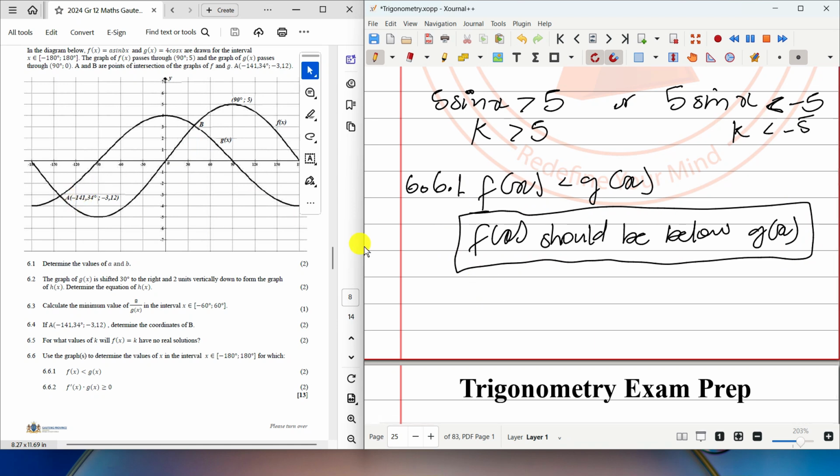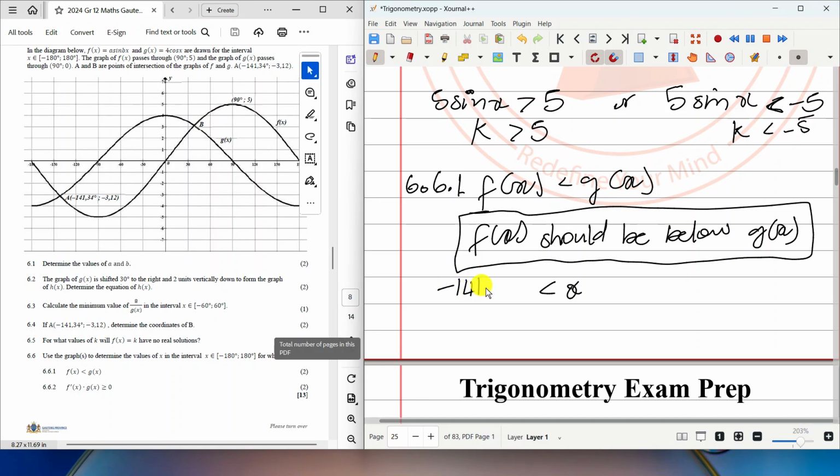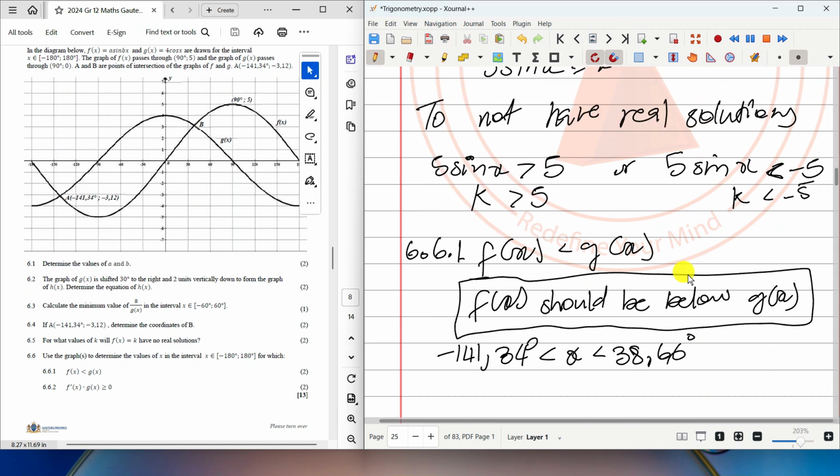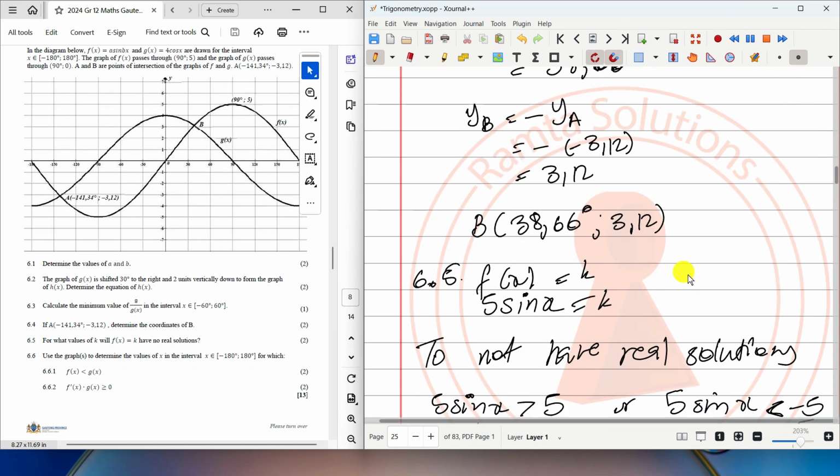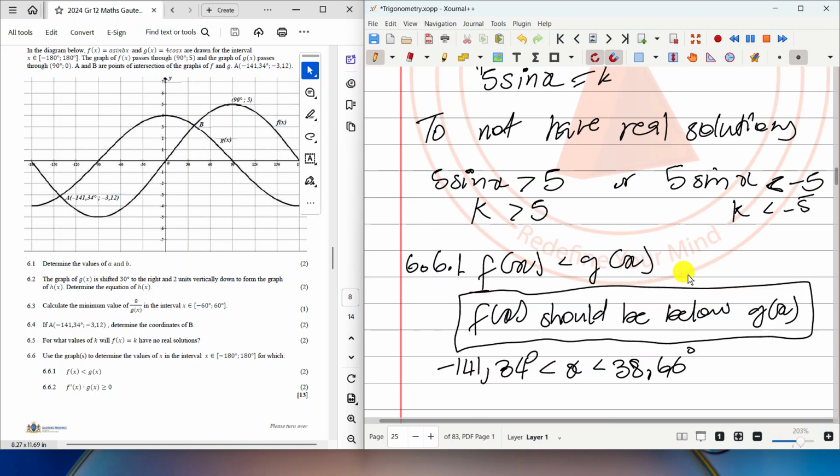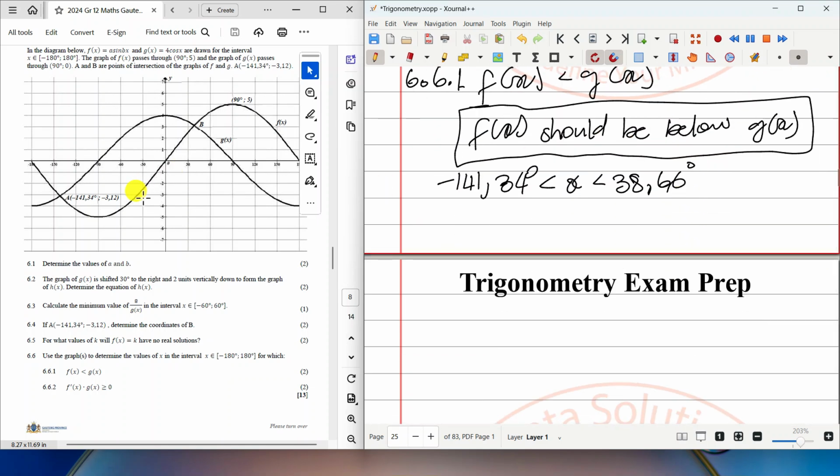So what is the x value here? So here we'll say this is when x is greater than -141.34 degrees, but less than, what was the x value for B? It was 38.66. Let me go check it out. Let's go up. Okay, 38.66, correct. All right, this is you now answering this question.